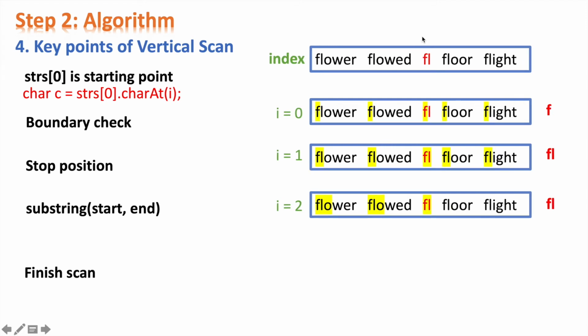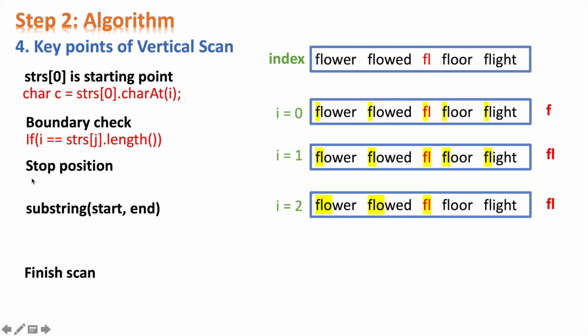Let's look at this example. We just changed the middle string flow to FL. The first iterations will be the same. For the third iteration, when it comes to FL, there is no character with index of 2 because the length of FL is 2. So at this point, we find our final result, which is FL, and also reminds us to do the boundary check before we access any character in the string.